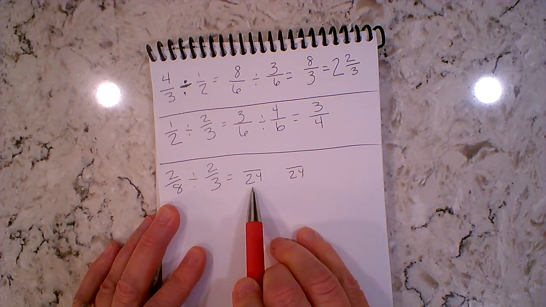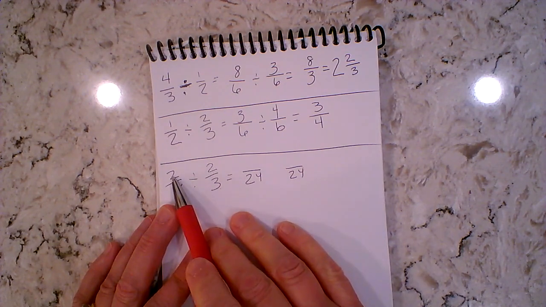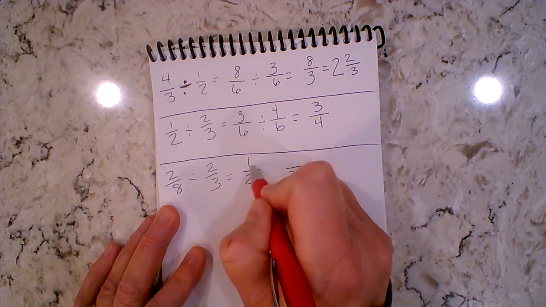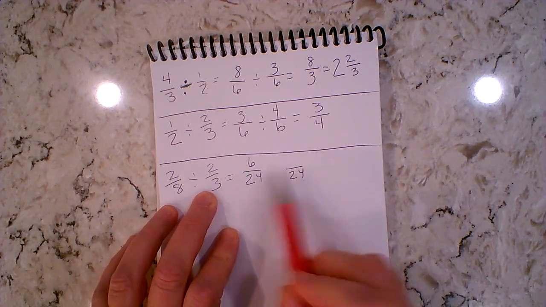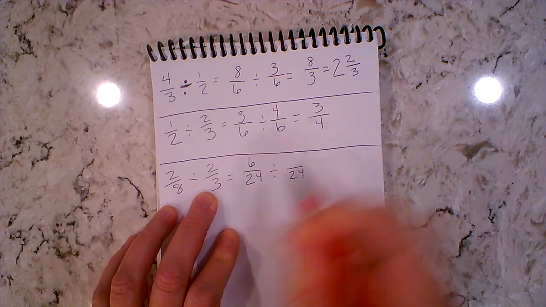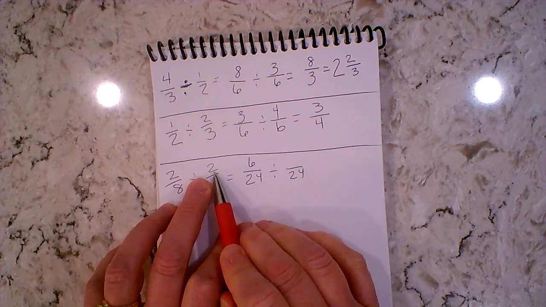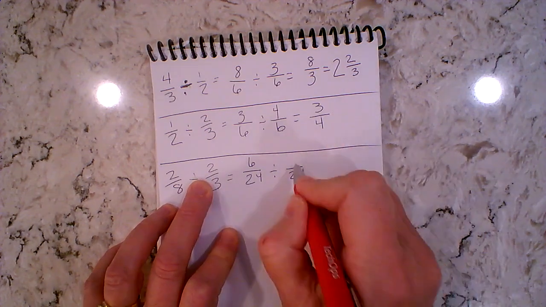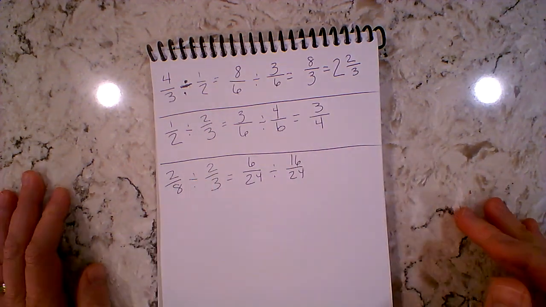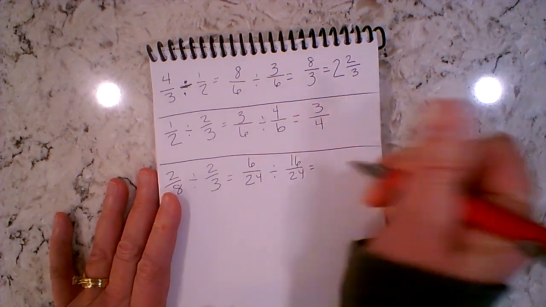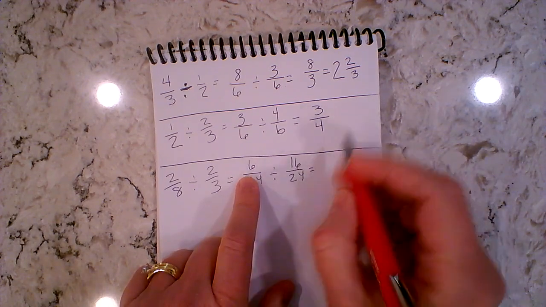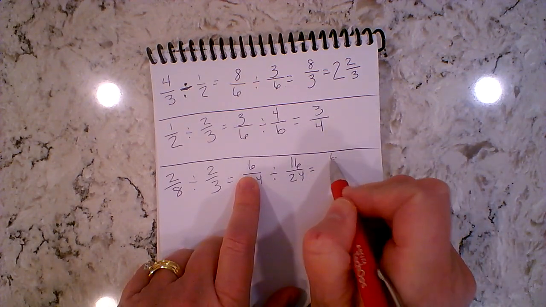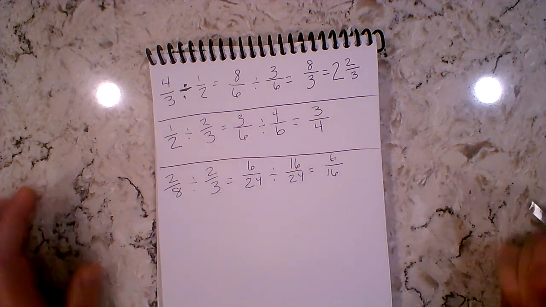All right, so what did I multiply 8 by to get to 24? I multiplied by 3, right? So 2 times 3 is 6. And then I multiplied the 3 times 8 to get to 24. So 8 times 2, or 2 times 8 is 16. Now we have our common denominator, and we are able to just cancel those out, and then now we are doing our division, 6 over 16.